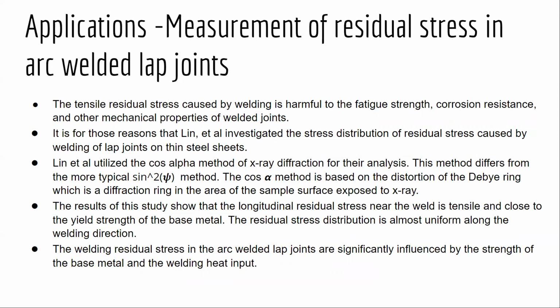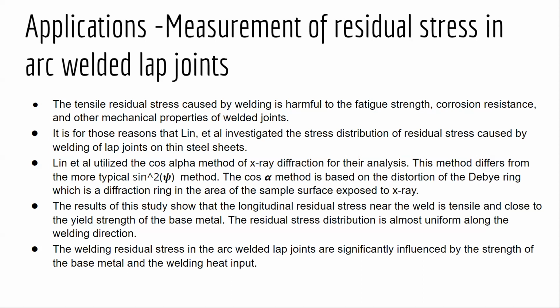Lin et al. utilized the cosine alpha method of X-ray diffraction for their analysis. This method differs from the more typical sine squared psi method. The cosine alpha method is based on distortion of the Debye ring, which is a diffraction ring in the area of the sample surface exposed to X-rays.